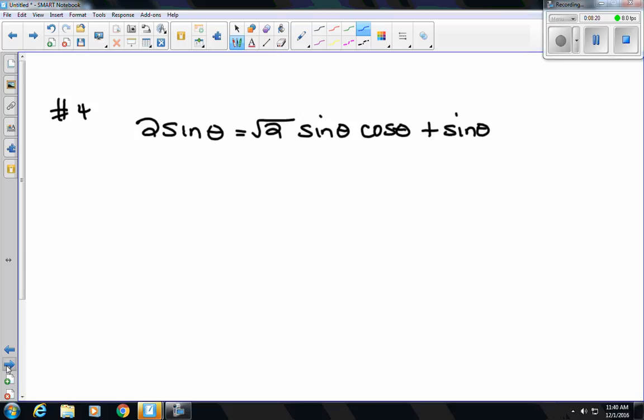Okay. All right, so what do you want to do on this one? Am I going to need to factor this? No. Why not? Why don't I need to factor this? There's no squared term. You may pull out a common factor, but that's not the same as factoring. So I should move the 2 sine theta to the right-hand side. So 0 equals square root of 2 sine theta cosine theta.